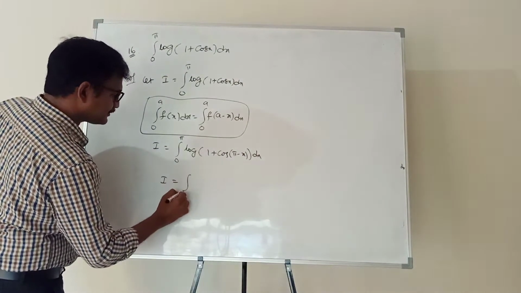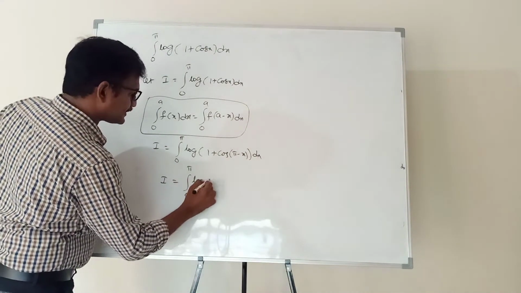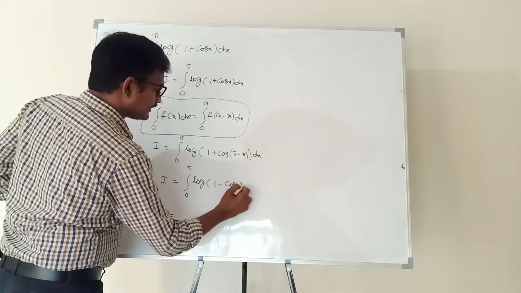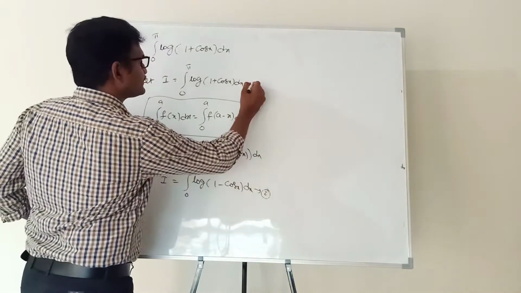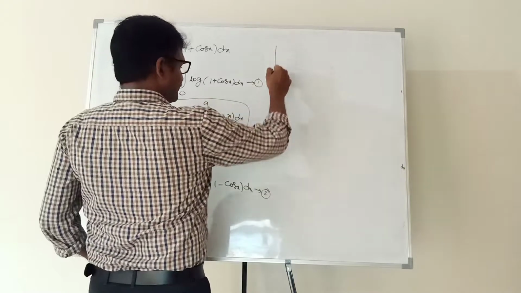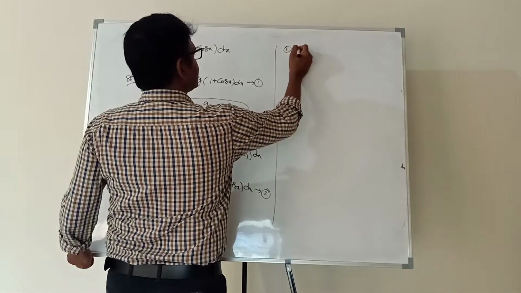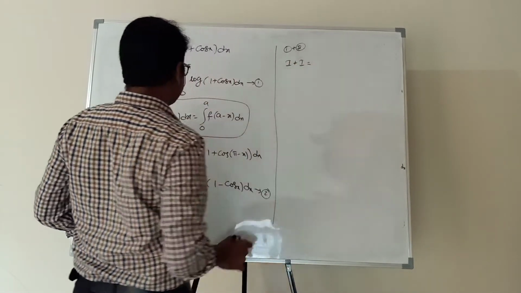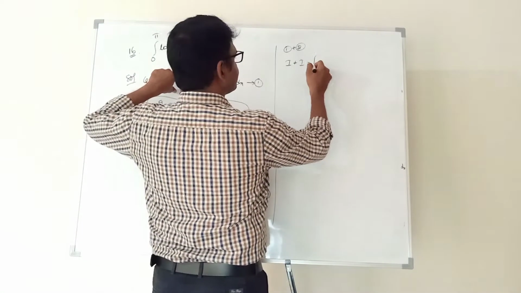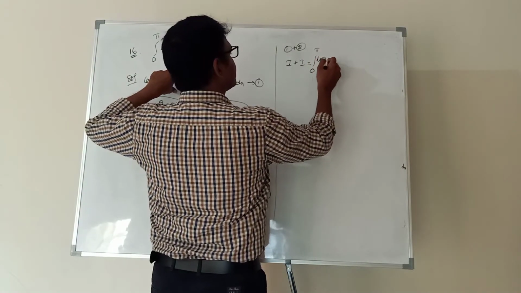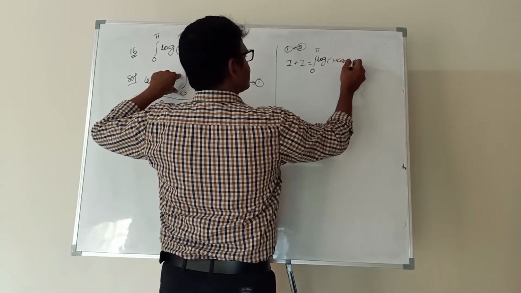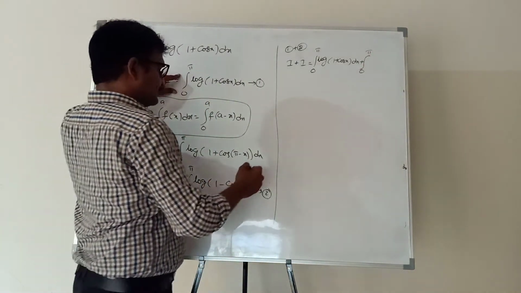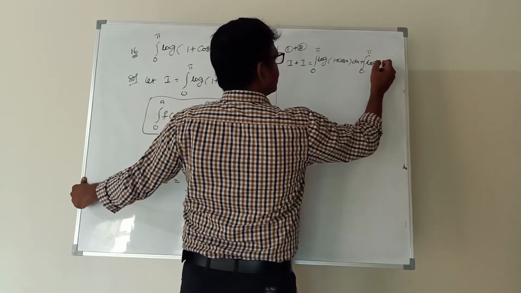So I is equal to the integral from 0 to pi of log 1 plus cos of 180 minus x, which is minus cos x, dx. Let this be equation number 2 and the earlier one equation number 1. Next, adding 1 plus 2: I plus I is equal to the integral of 0 to pi log 1 plus cos x dx plus the integral from 0 to pi of log 1 minus cos x dx.